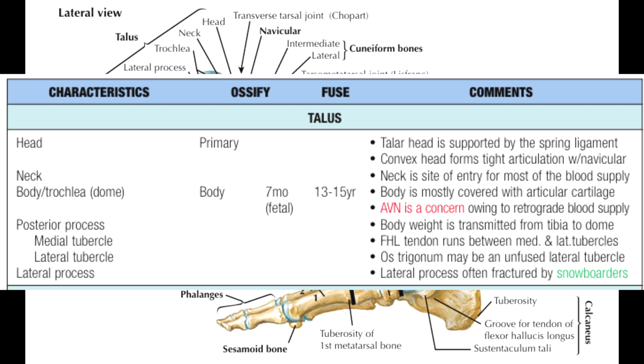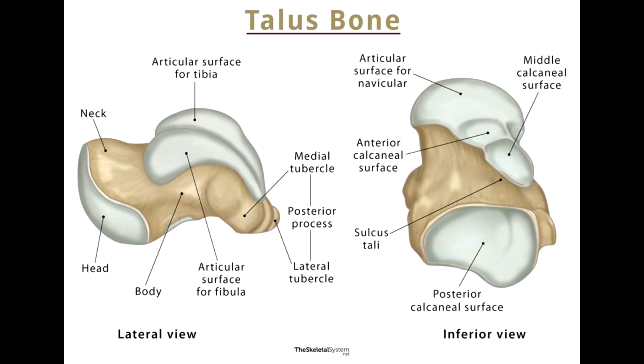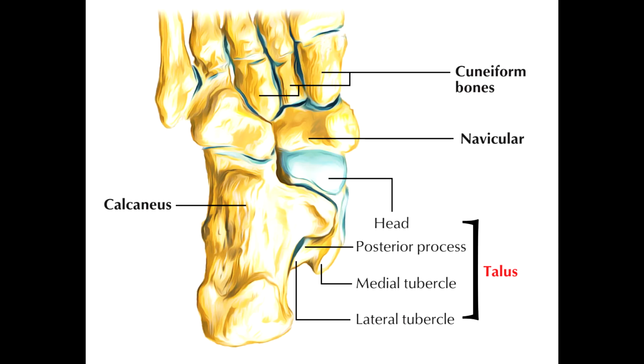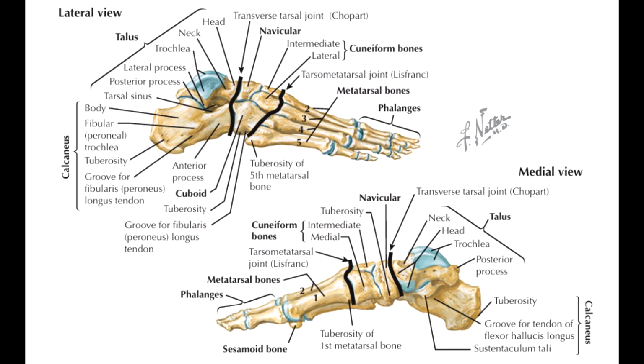Another point to remember, the posterior process of the talus is divided into medial and lateral tubercles, with the groove for the flexor hallucis longus tendon running between them. The lateral tubercle, when enlarged, forms the os trigonum, an accessory bone that can cause posterior ankle impingement, especially in ballet dancers or athletes who frequently plantar flex the foot. And finally, the lateral process of the talus is sometimes called the snowboarder's fracture site because of its vulnerability to high-energy dorsiflexion and inversion injuries.